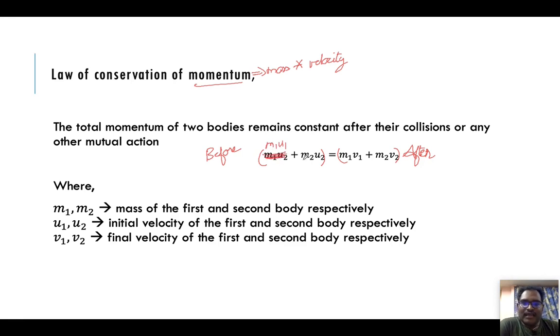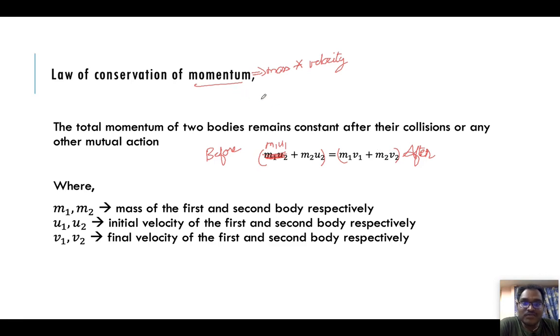So m1 and m2, which are present on both the left hand side as well as the right hand side, correspond to the mass of the first and the second body respectively. So m1 corresponds to the mass of the first body and m2 corresponds to the mass of the second body. u1 corresponds to the initial velocity of the first body, u2 corresponds to the initial velocity of the second body. The same holds for v1 and v2: final velocity of the first body, final velocity of the second body.